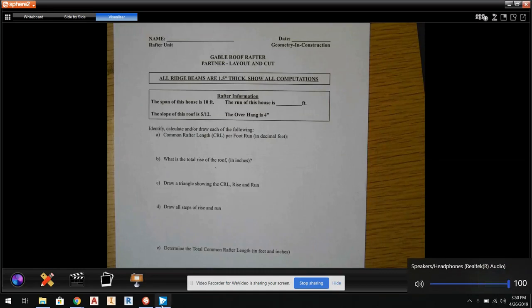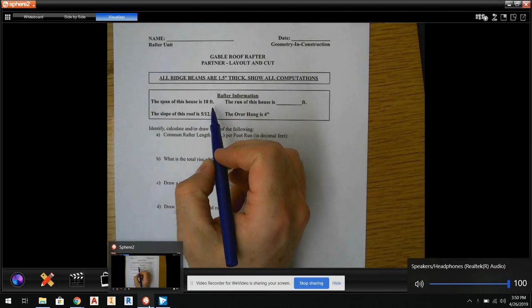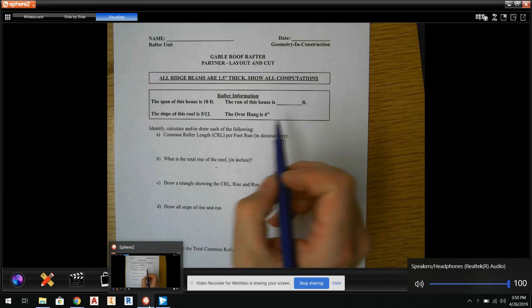We're going to go over the process of how we calculate all the required lengths for our rafters here. So for this example, which you will actually build, the span of the house is 10 feet. The slope of the roof is a 5/12 and the overhang is 4 inches.